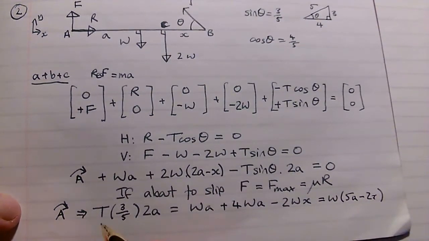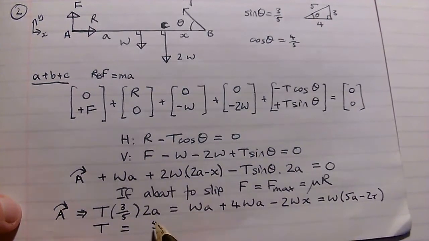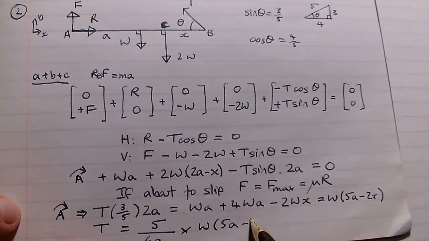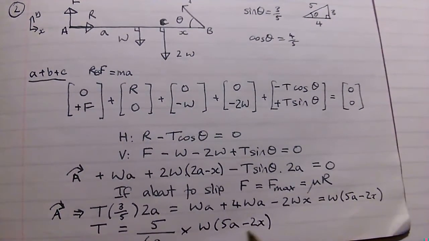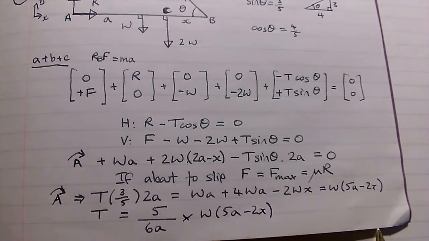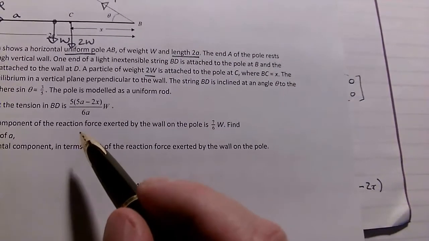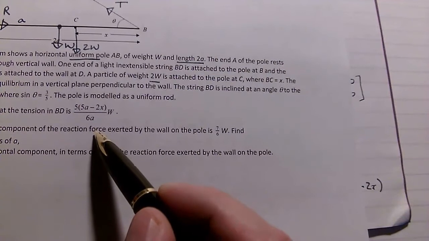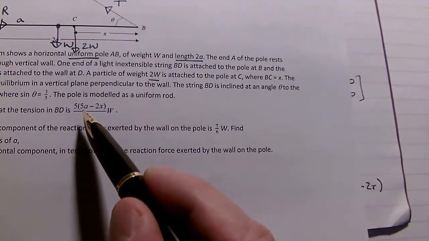Okay, now I want T on its own, so I'm going to divide by 3 times 2A, which is 6A, and multiply by 5. So I'm going to have 5 over 6A times what I already had over here, which was W brackets 5A minus 2x, and I'm going to compare that with what the question told me to aim for. Well, it wants a 5 over a 6a and a w and a 5a minus 2x.